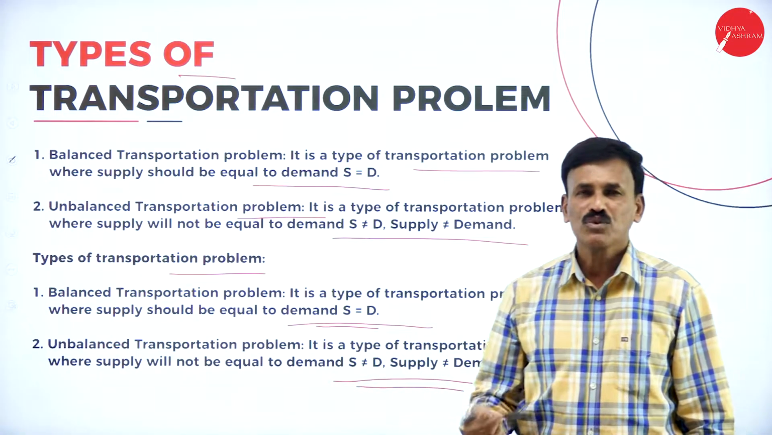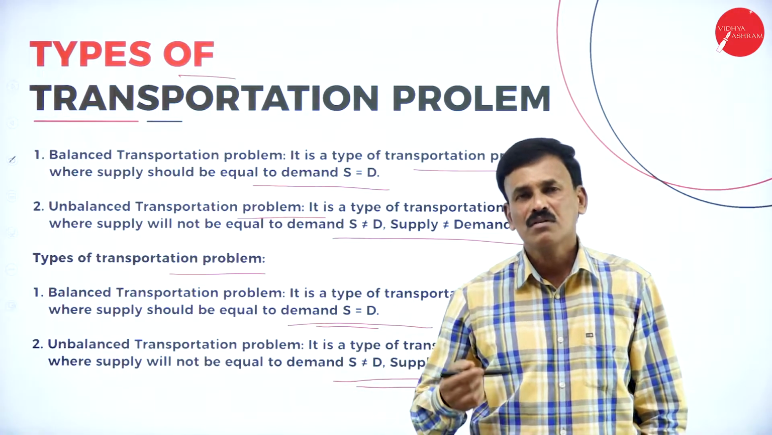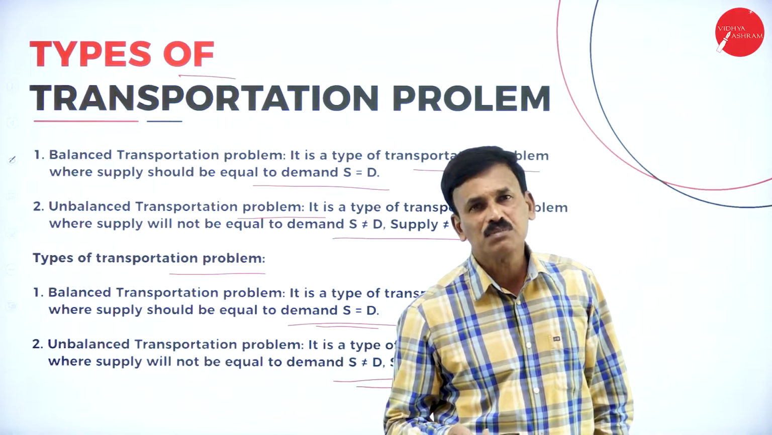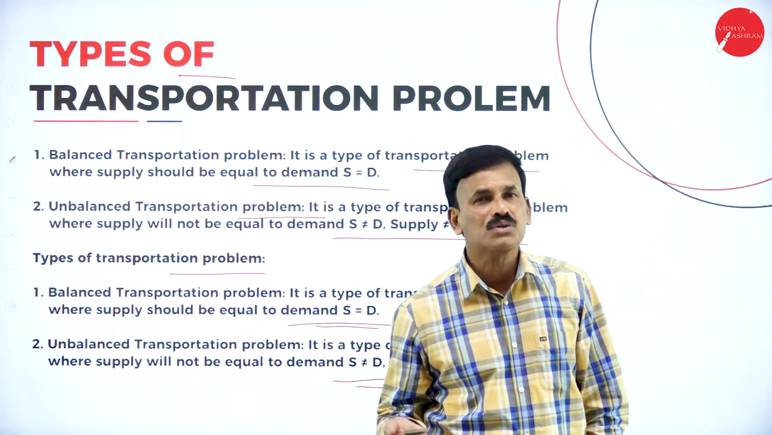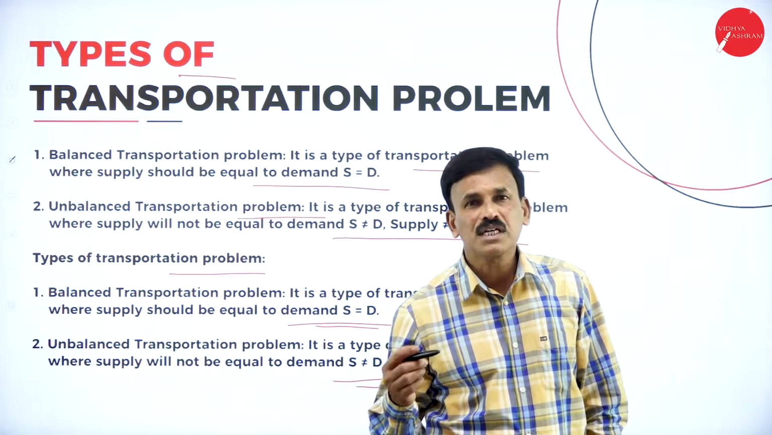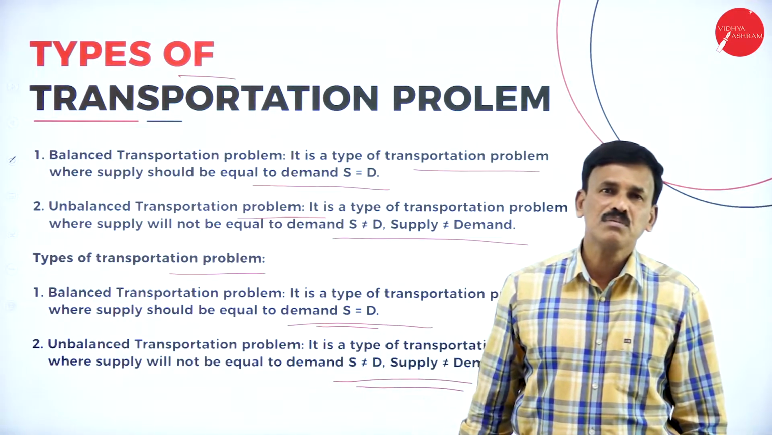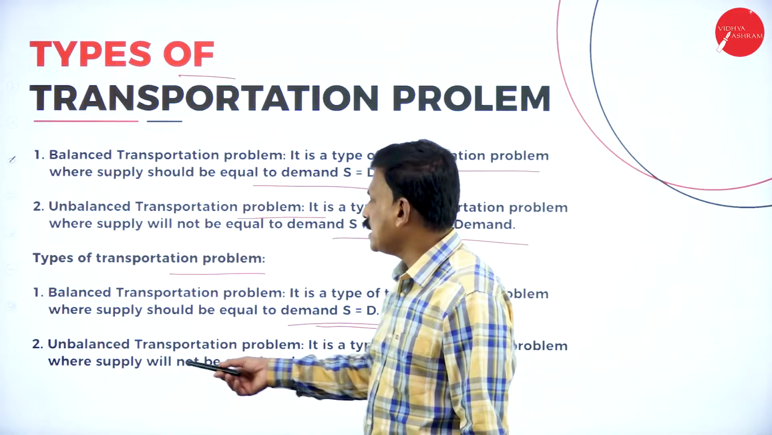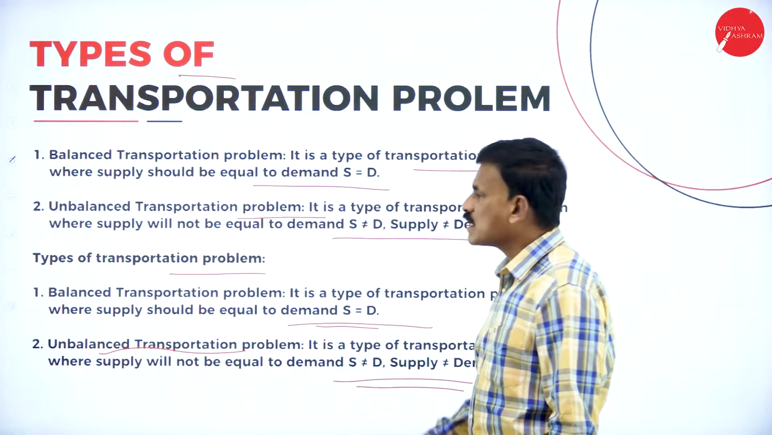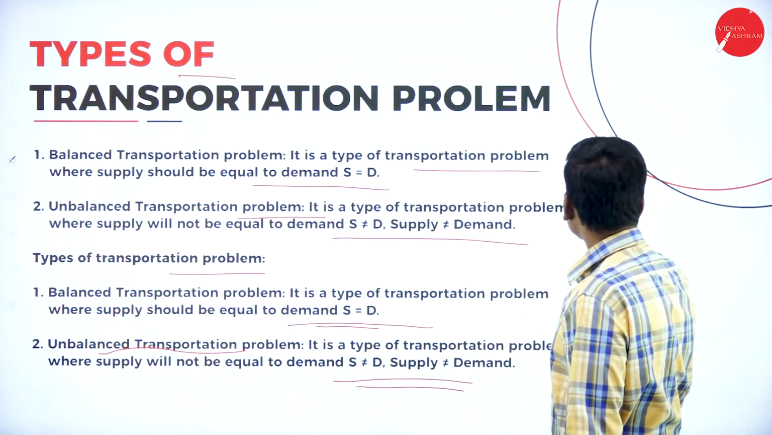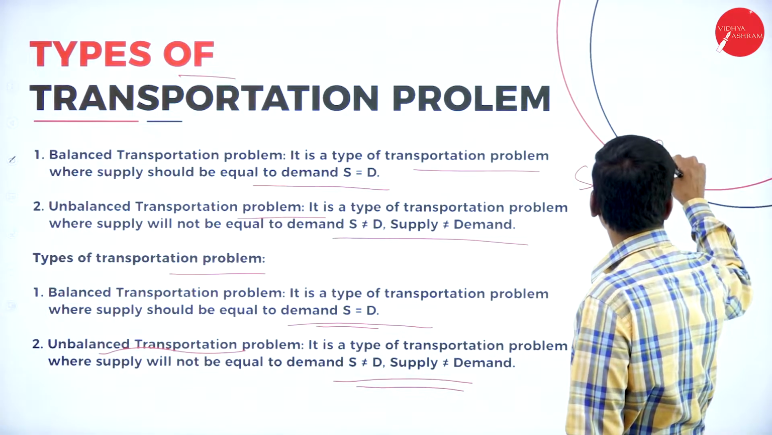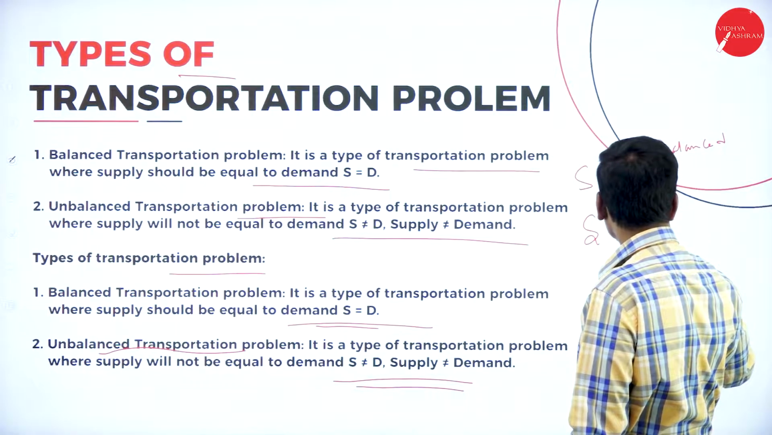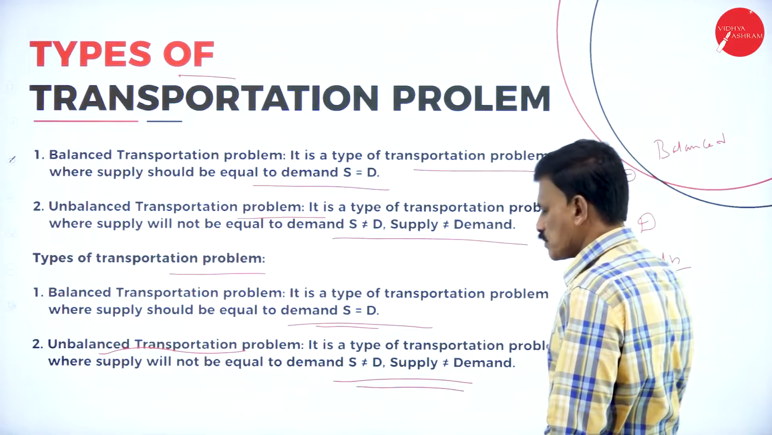This is very important. In the examination, for 2 marks they may ask, what is the balanced and unbalanced transportation? In a balanced transportation, the supply should be equal to the demand. If the supply is not equal to the demand, then the transportation problem is said to be an unbalanced transportation. So if supply is equal to demand, this is called balanced transportation. If supply is not equal to demand, then it is called unbalanced transportation.